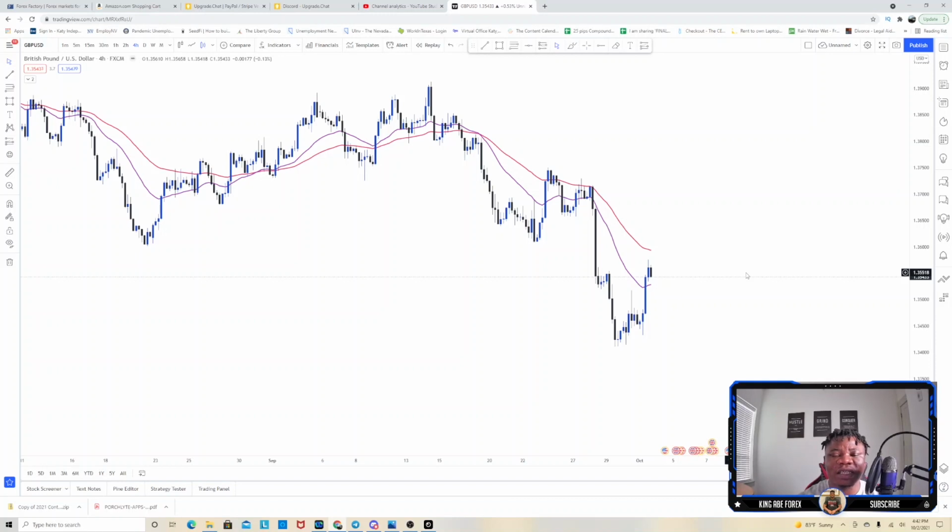Now, like I said earlier, we're going to be looking at this on the 4-hour time frame to look for our setups and to look for our confirmations. Then our entry is going to be on the 15-minute time frame.